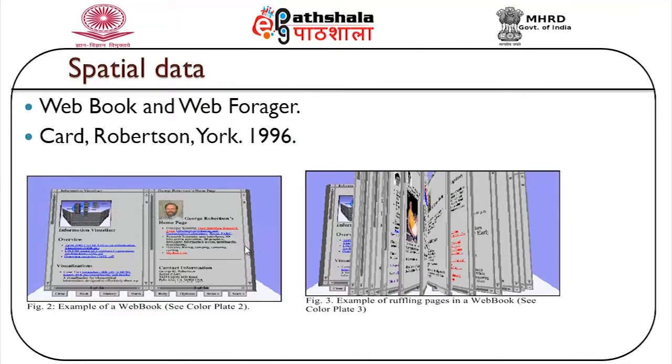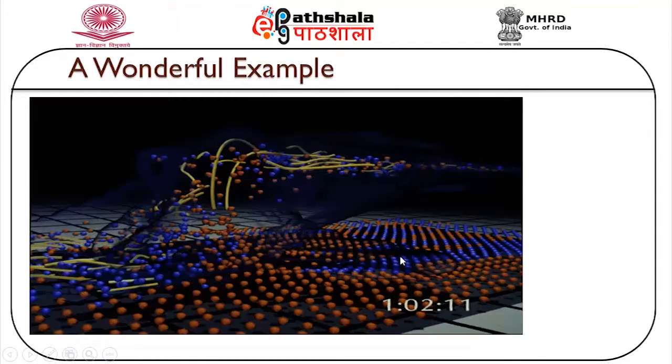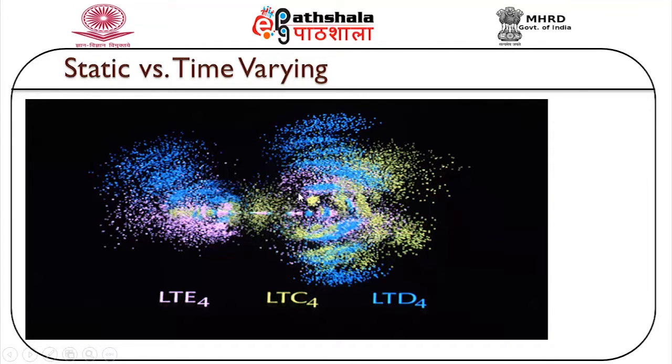Then we have spatial data representation, which can be represented in the form of a webbook. Webbook and web foragers are examples of spatial data representation, wherein the entire data set is made available to the end user in the form of a three-dimensional book. The end user can just flip through the pages of the book and look into the entire textbook as such. This is also another example for qualitative as well as quantitative data that is being displayed in the form of contour plots and line diagrams. Then this is also a wonderful example of a time varying data set, an example of static versus time varying data set, where the data set varies with respect to time.